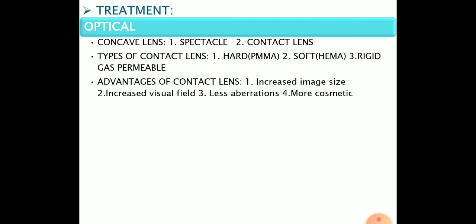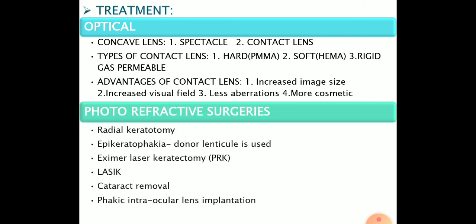What are the advantages of contact lens? Increase image size, which is very important in high myopia, increase visual field, less aberrations, and more cosmetic. Photorefractive surgeries: number 1, radial keratotomy; number 2, epikeratophakia, where donor lenticule is used; excimer laser keratectomy or photorefractive keratectomy; LASIK, cataract removal, and phakic intraocular lens implantation. Of these, LASIK is the most popular method.